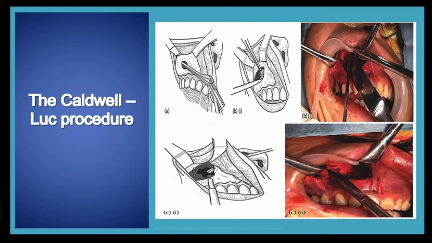Also, we have the Caldwell-Luc procedure. The Caldwell-Luc procedure is initiated by an intraoral incision carried out along the alveolar ridge. The mucoperiosteum is then detached and retracted sufficiently. And here there is a bony opening. Perforation into the sinus is made approximately 1 centimeter above the root apex of the first premolar using a small gauge, and then it is enlarged by an appropriate instrument until it is large enough.